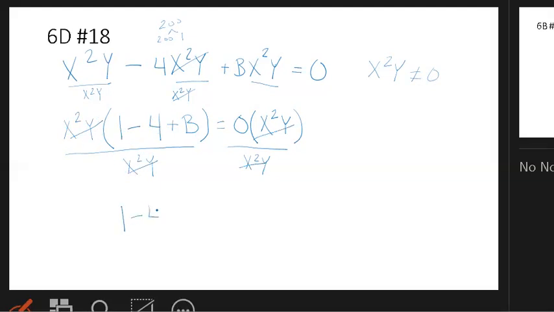So then I have 1 minus 4 plus b is equal to 0. 1 minus 4, that's a -3, plus b is equal to 0. To move this to the other side and get b by itself, we have to add 3, and we add 3. Anything we do to one side, we got to do to the other. So these become 0 on this side, and we're left with just the b. So b is equal to, and on this side, we have 3. So b is equal to 3.